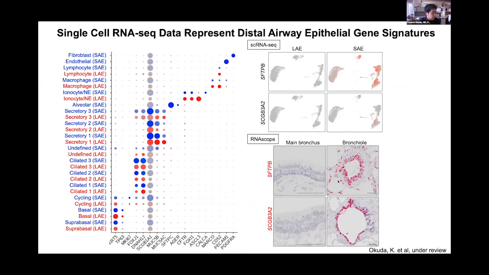So this means our small airways are different from large airways. But still, the major cell types composing both large and small airways are not so different in terms of major cell clustering, but there are different gene profiles in each cell type between large and small airways.